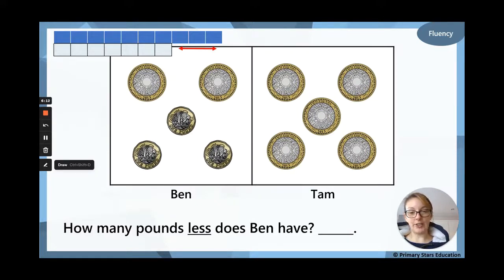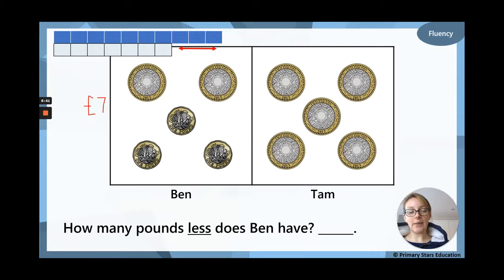Tam have. So if we have a look at Ben's coins, we have a £2 coin and a £2 coin. So 2 and 2 is 4. Then we're going to count on in ones because these are £1 coins. So 4, 5, 6, 7. So Ben has £7. So I'm just going to write that down here to remind me that Ben has £7.